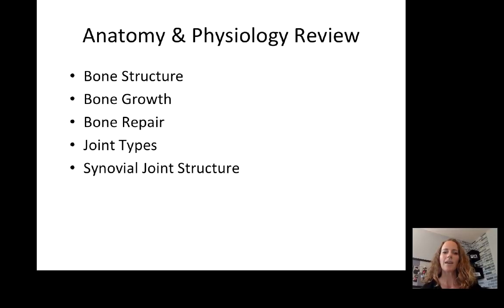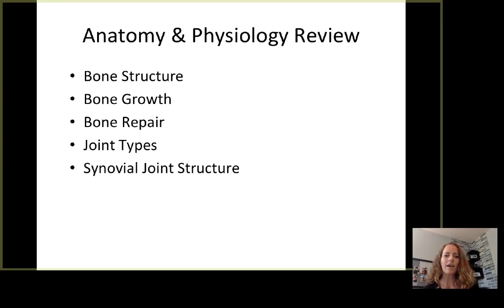In order to do that, you also need to think about the physiology. And with the physiology, we'll be talking about bone growth and bone repair and the different types of joints. The reason we need to talk about the different types of joints is because many of our joints are synovial, and we need to really understand what is both inside the synovial joint and surrounding and stabilizing the synovial joint to really understand the different pathology associated with issues with synovial joints.